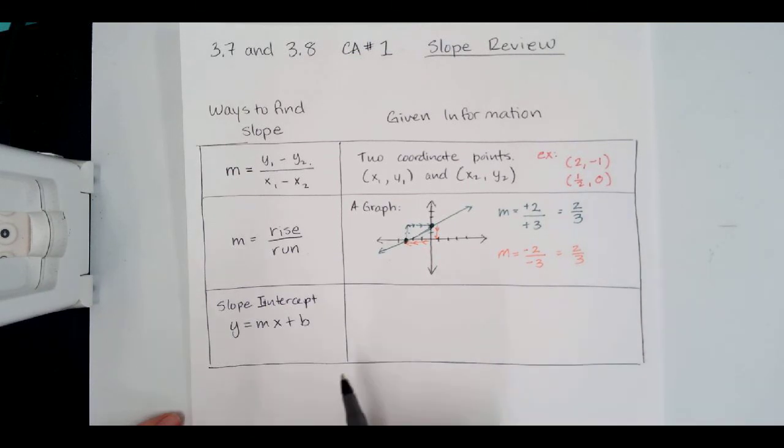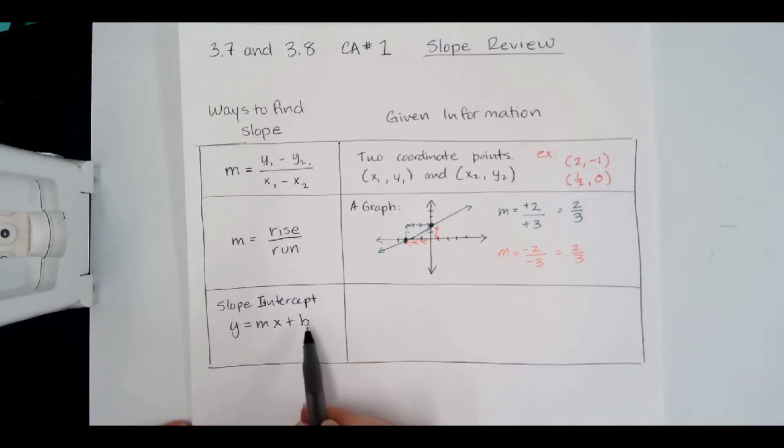Now this one's kind of weird because there are a bunch of variables in here. We have y, we got m, we got x, and we got b. So I'm trying to find slope. So what did I say slope was? The variable we use for slope is the lowercase m. So taking a look at this equation, where is m?